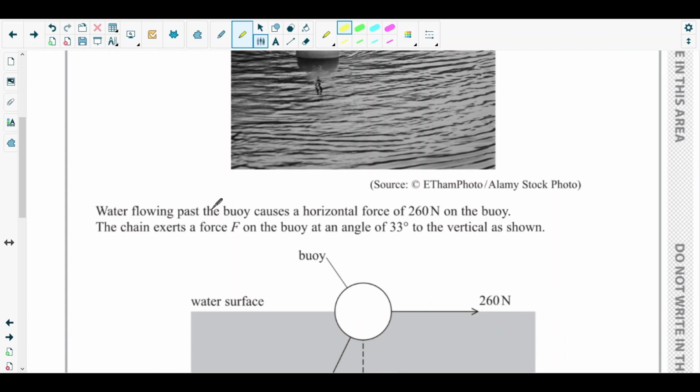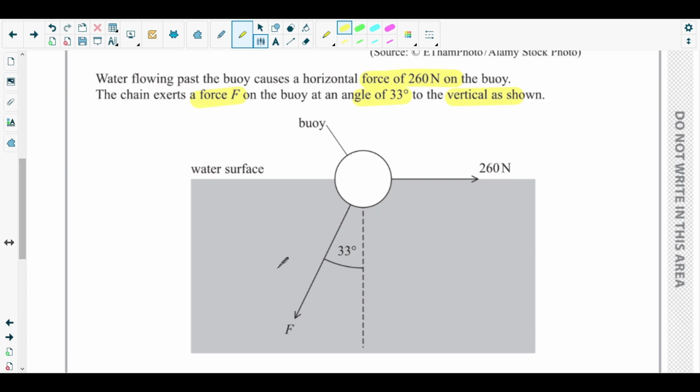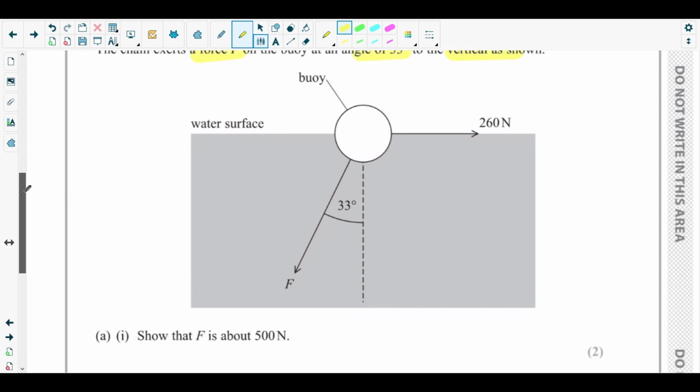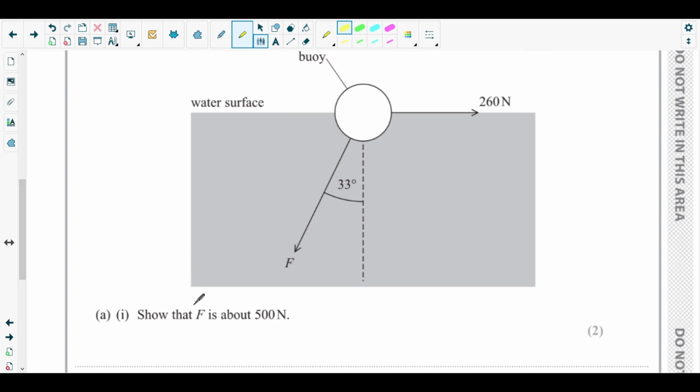Water flowing past the buoy causes a horizontal force of 260 Newton on the buoy. The chain exerts a force F on the buoy at an angle of 33 degrees to the vertical, as shown. So the force F is basically the tension force acting on the buoy from the chain, at an angle of 33 degrees to the vertical. We can see it in the figure. Part A1 asks us to show that F is about 500 Newton.